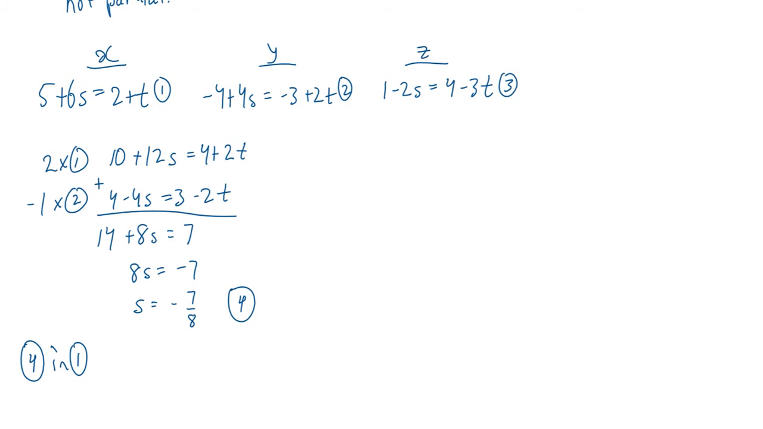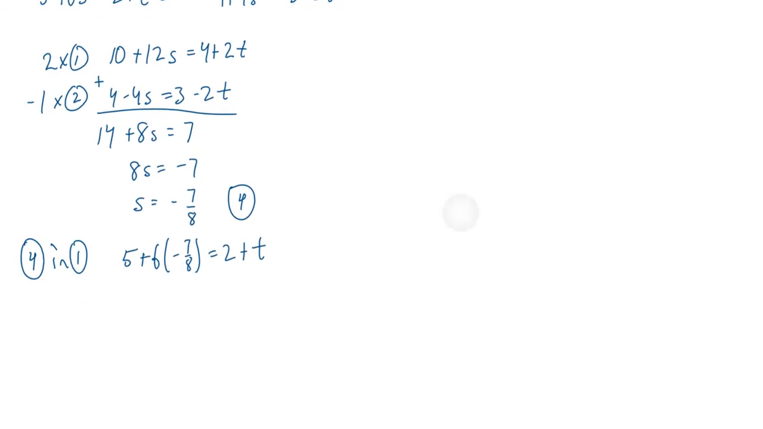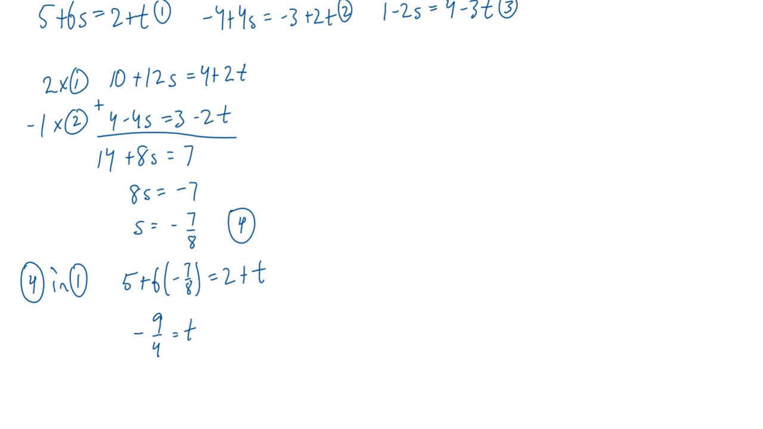And I get 5 plus 6 times negative 7 over 8 equals 2 plus t. And you might just want to punch this straight into your calculator, which is what I'm going to do. So 5 plus 6 times negative 7 over 8, and then I'm going to subtract 2, so I'm going to do all this in one shot. And I get, so I'm moving the negative 2 over and subtracting, and I get negative 9 over 4 equals t.